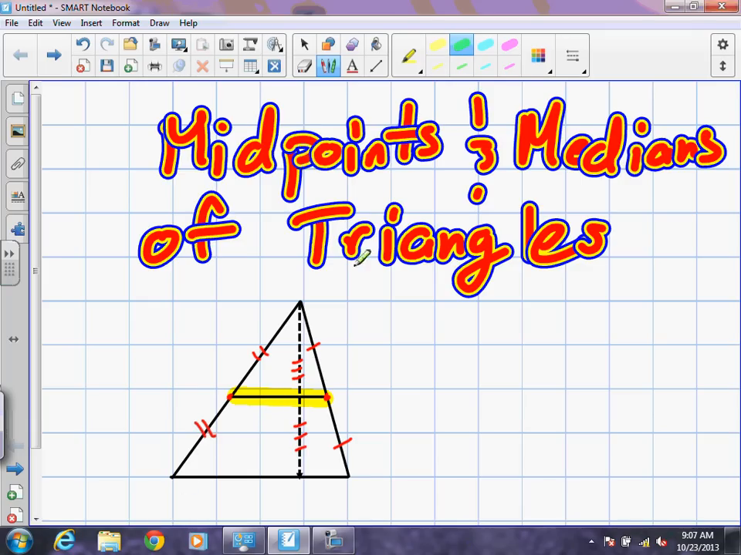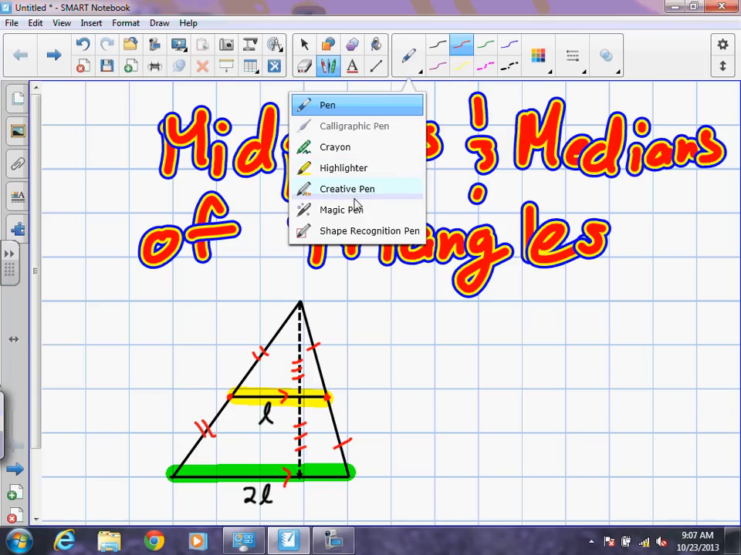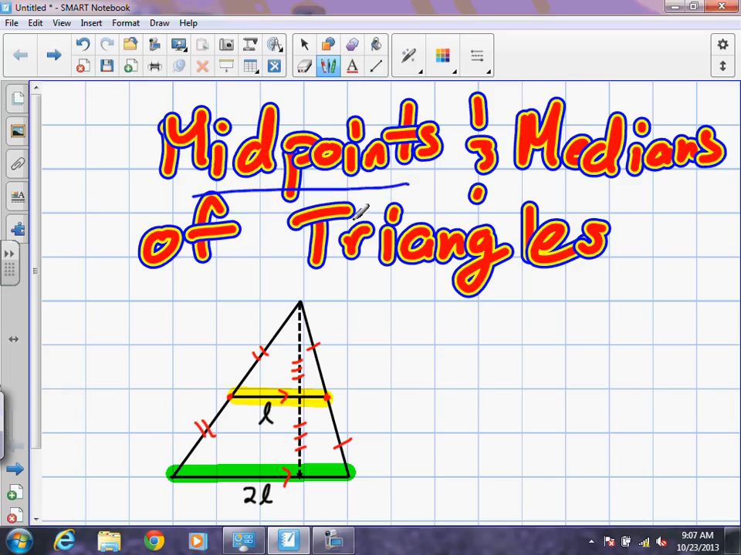So I'm going to highlight this in green. What do I mean by that? What I mean is if I call this length here L, that means the length of the base is 2L. So this is half of the length of our base. Anytime we can find the midpoints of two sides and connect them, the length of it is half of the base. It is also going to be parallel to the base. So there's a lot of rules we've just made up using the midpoints of lines.